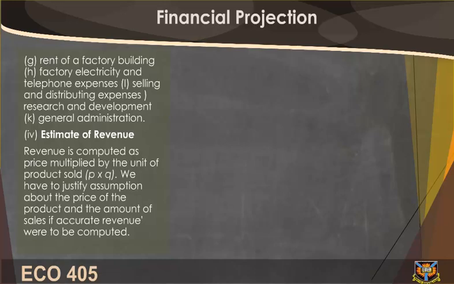4. Estimate of revenue. Revenue is computed as price multiplied by the unit of product sold. We have to justify assumptions about the price of the product and the amount of sales if accurate revenue is to be computed.